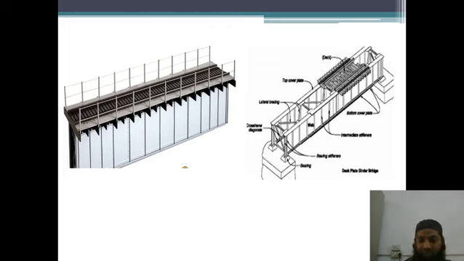You can see there is lateral bending also. To resist lateral bending, flanges give strength against this lateral bending. The top cover plate is also placed there, you can see, and intermediate stiffeners are also there. Basically they are placed to resist lateral buckling.